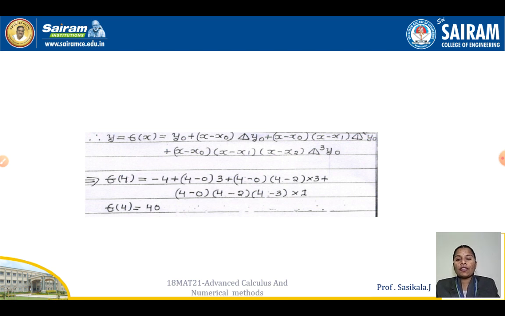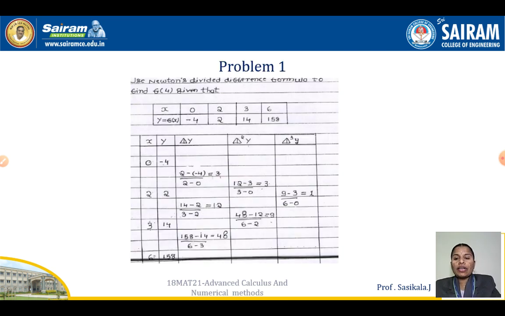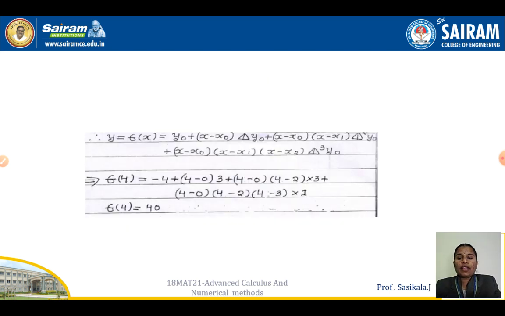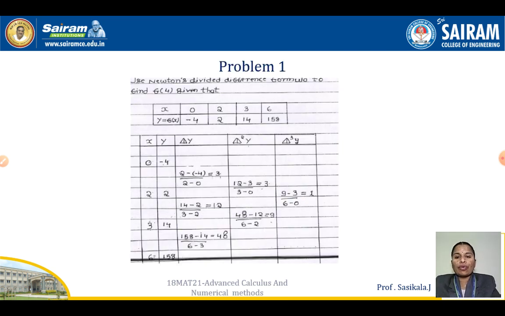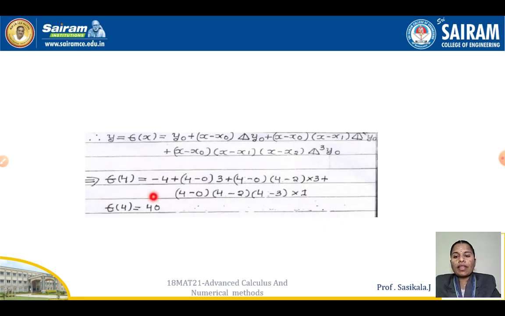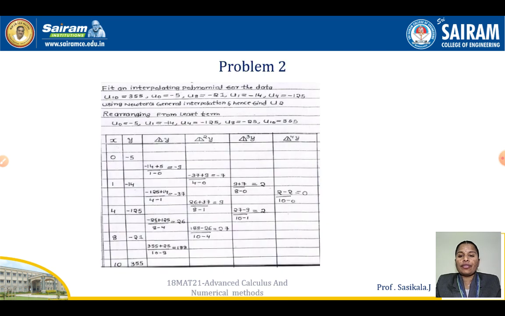So now substitute in all the values. What is your y0 as per the table? Y0 value is minus 4, right? And then you will be able to get the value. After calculating, I will get the answer 40. So as per the calculation, you can verify the answer of f of 4, because the question asks at x is equal to 4. So substitute x is equal to 4 in the formula, and then you get f of 4 is 40. Right. So we'll go with one more example.